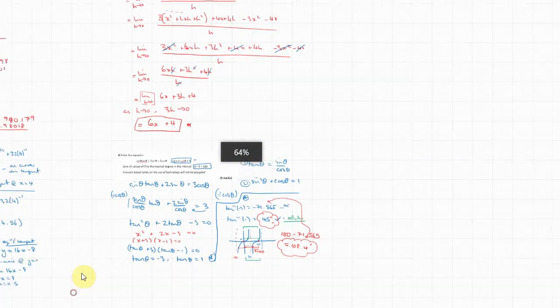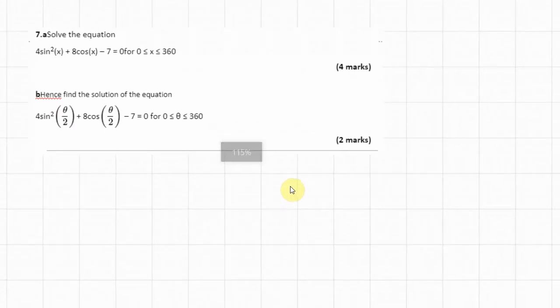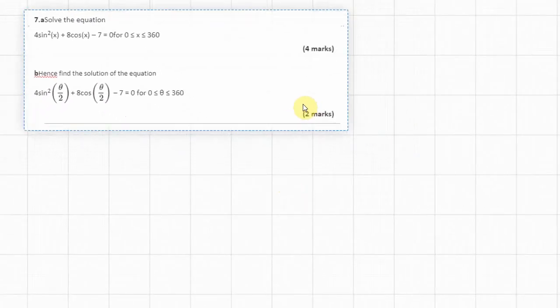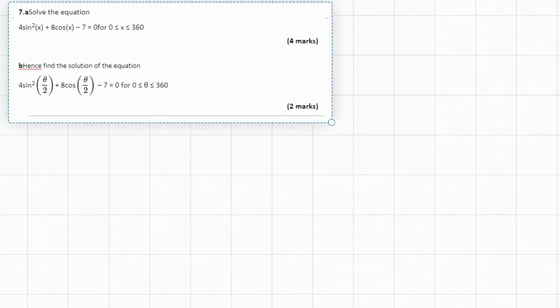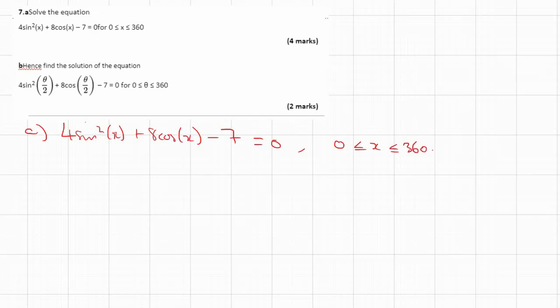Okay, where's my final two? I think I've dropped down for these. Okay, some more solving. So maybe I'll do part A on this screen and I'll copy and paste to get part B on. So, solving for sine squared x plus 8 cos x minus 7 equals 0, and we're doing it between these values.